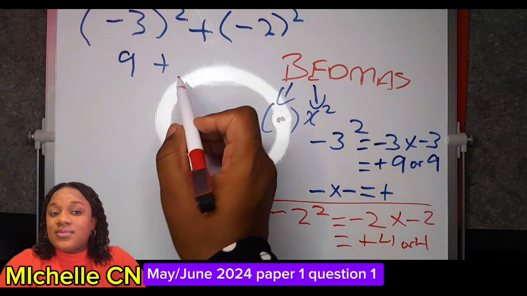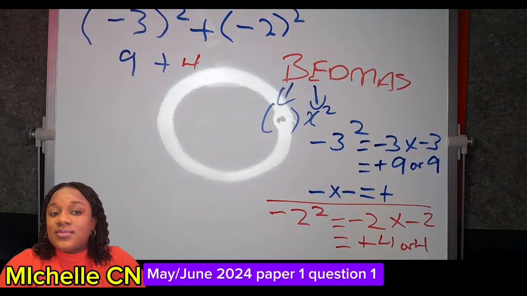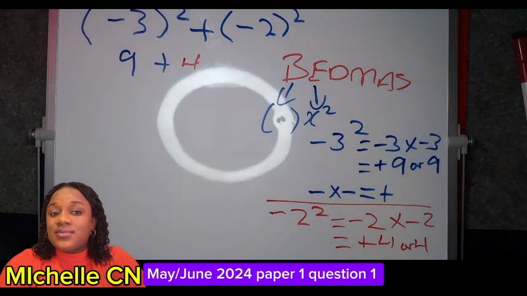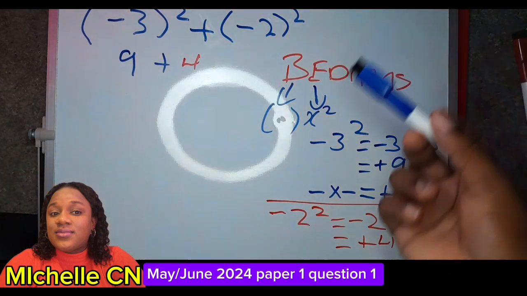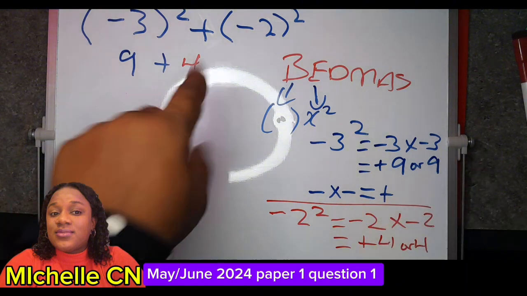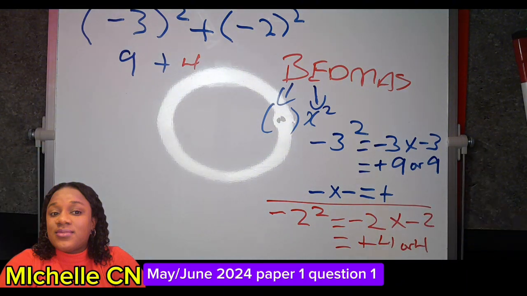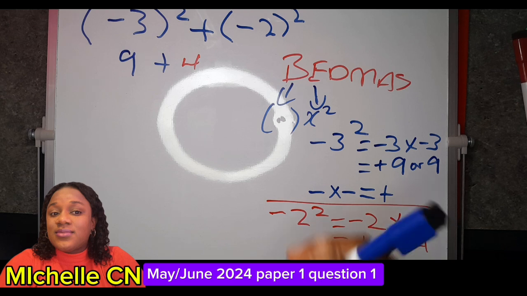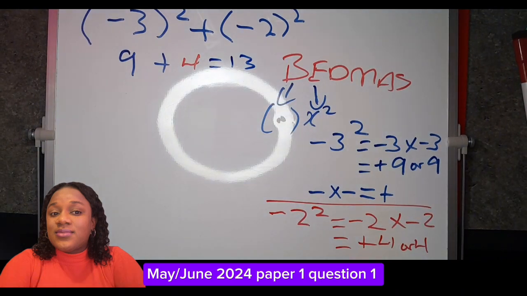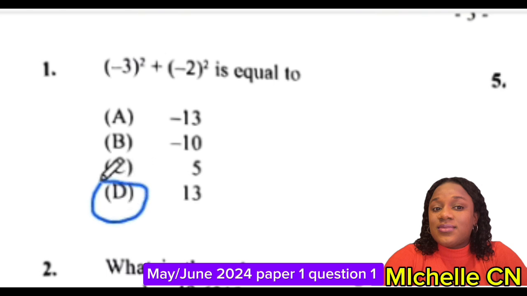So we could put 9 add 4. So the only mathematical operation that remains is to add, because we just got rid of the powers. We just solved the powers. Negative 3 squared became positive 9. Negative 2 squared became 4. So 9 add 4 is 13. Therefore, option D, positive 13.